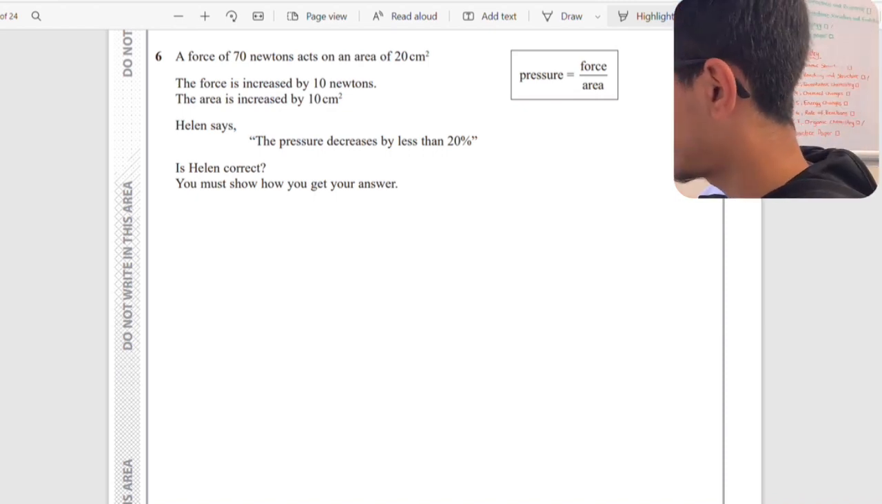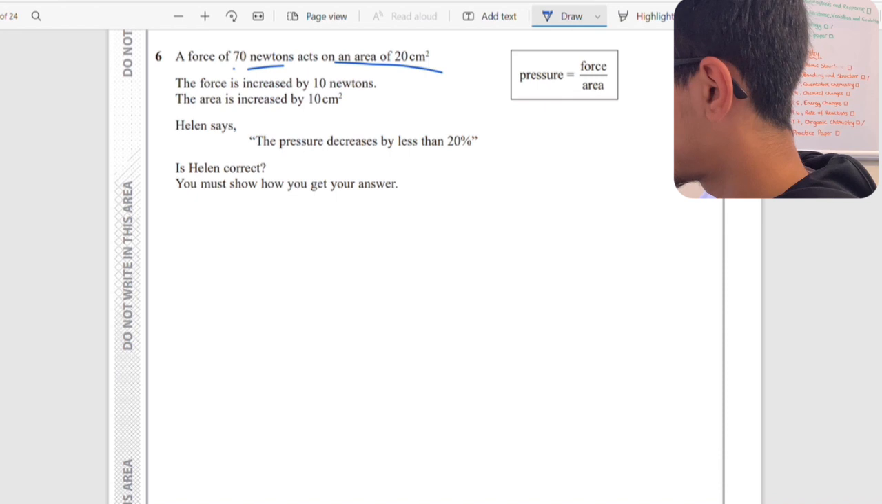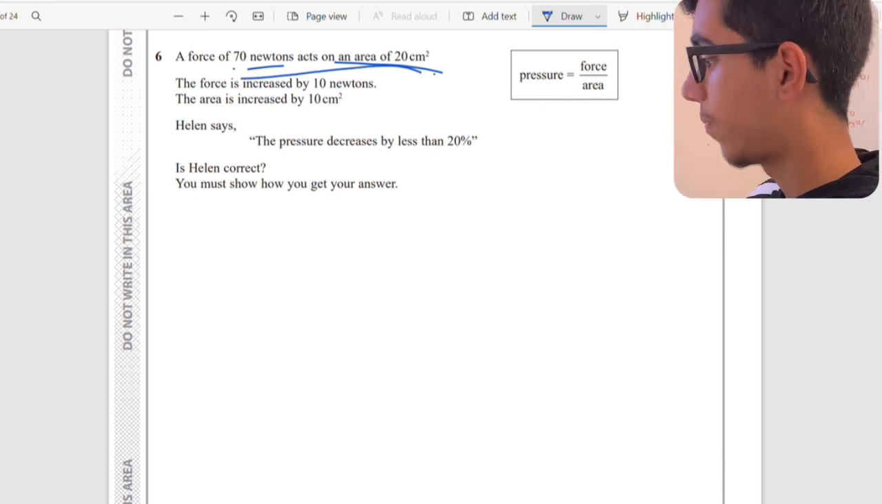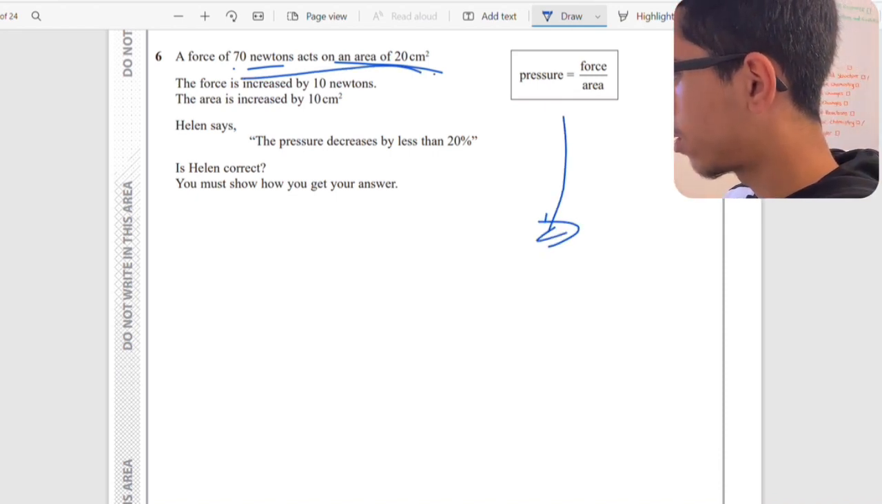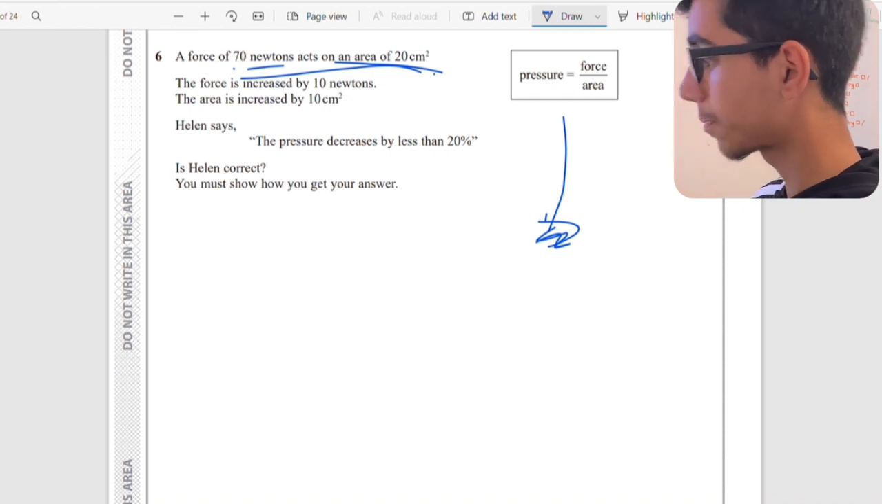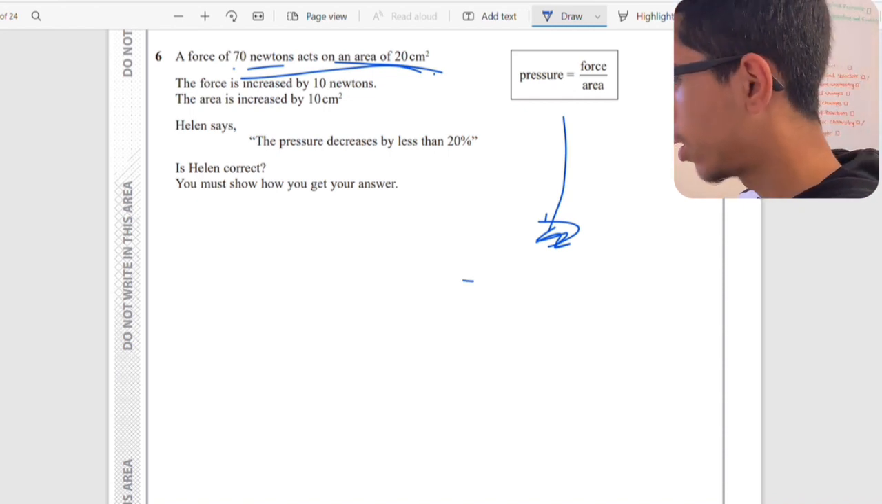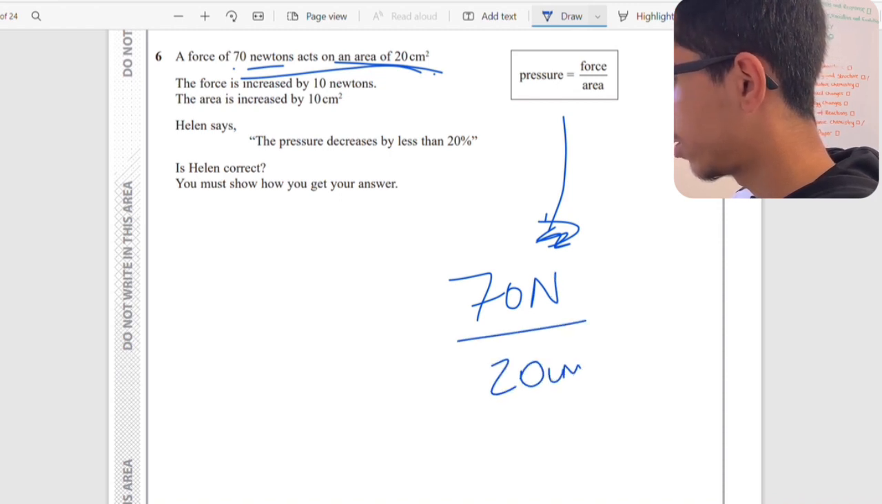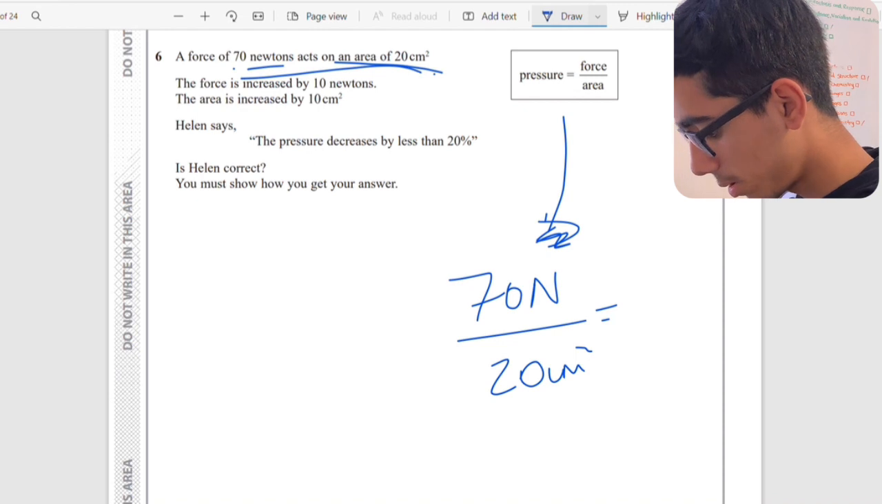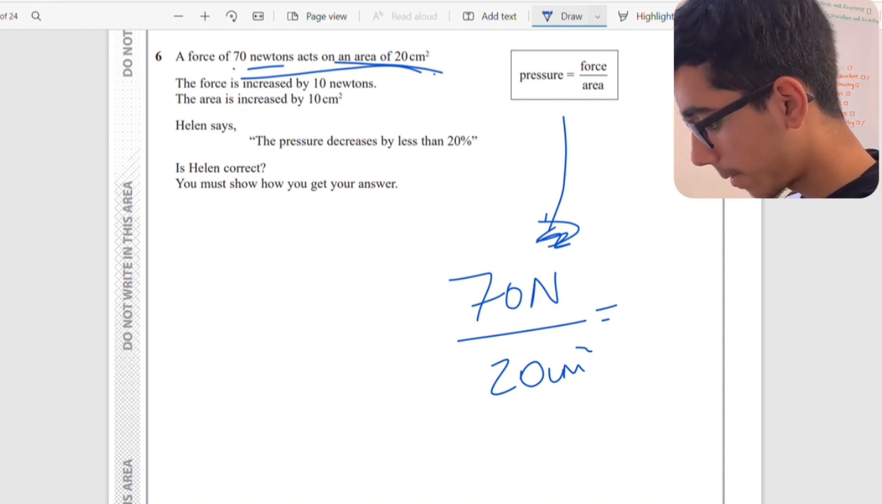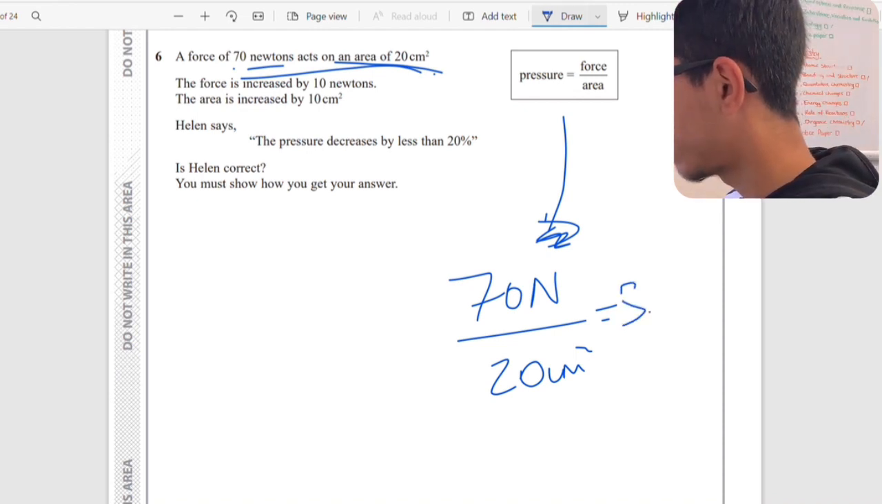So you're supposed to calculate the pressure of that. So I'm just going to do, obviously, force over area. So 70 newtons over 20 centimeters squared equals 3.5 newtons per centimeter squared.